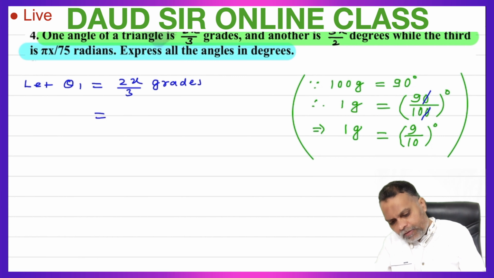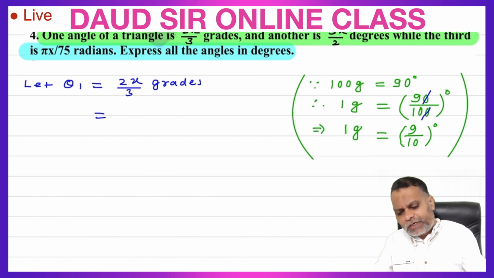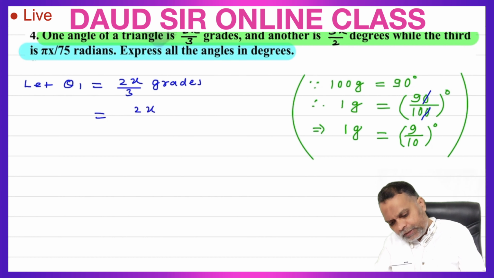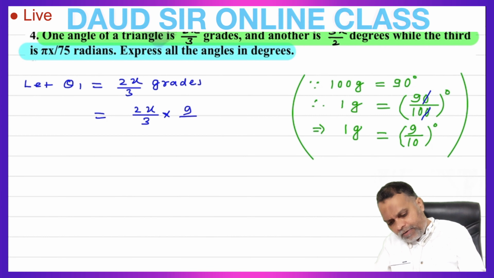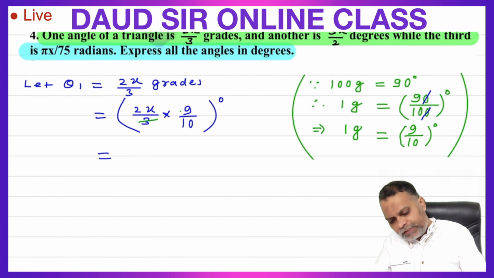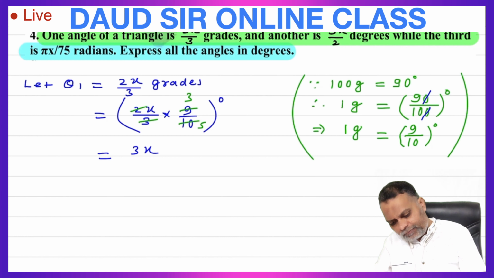So 1 grade is equal to 9 upon 10 degrees. So multiply by 9 by 10 here. This is 2x upon 3 into 9 by 10, this much degrees, which is equal to, 3 3s are 9, 2 5s are 10, so 3x upon 5 degrees.